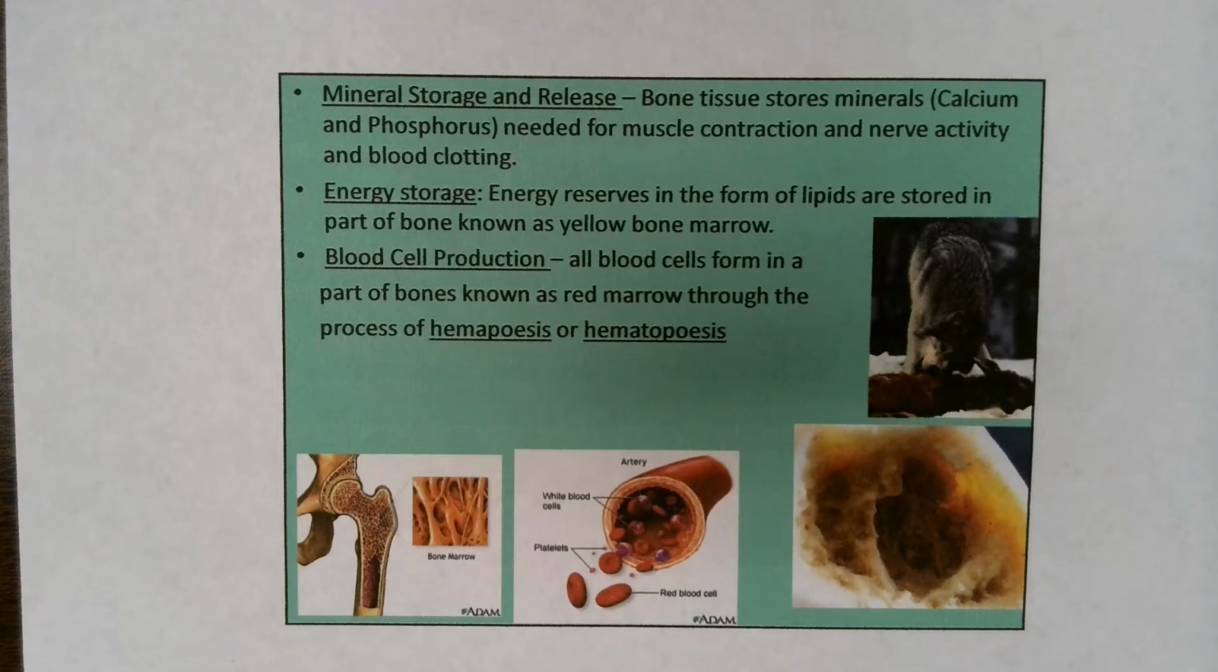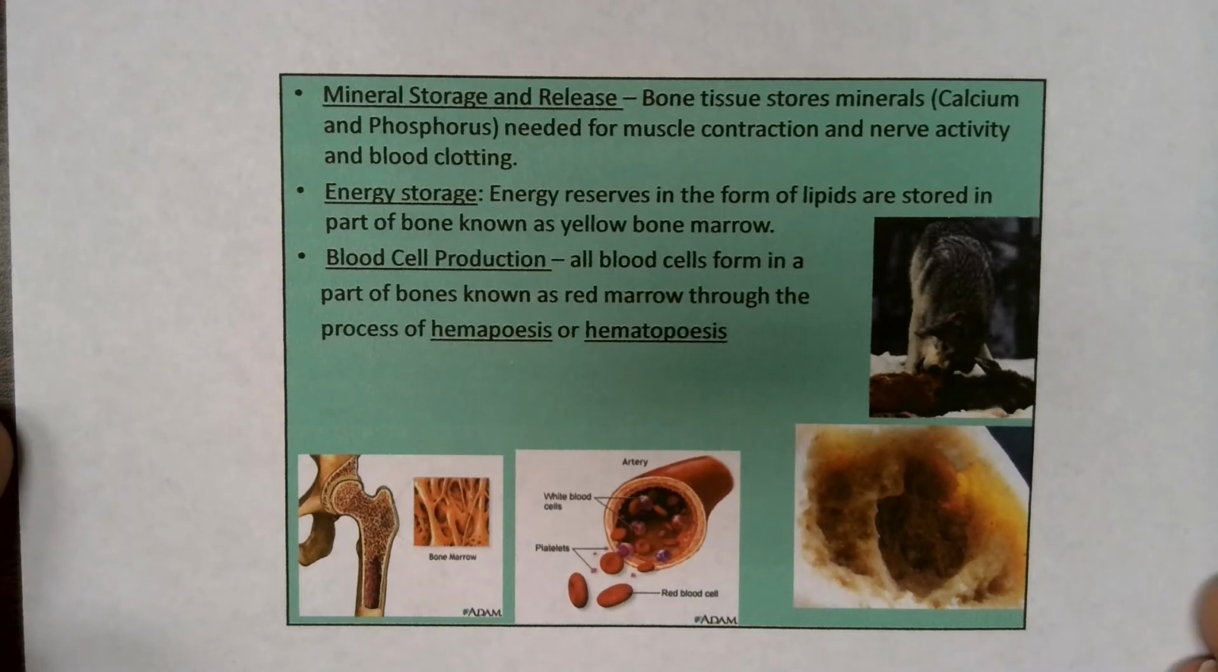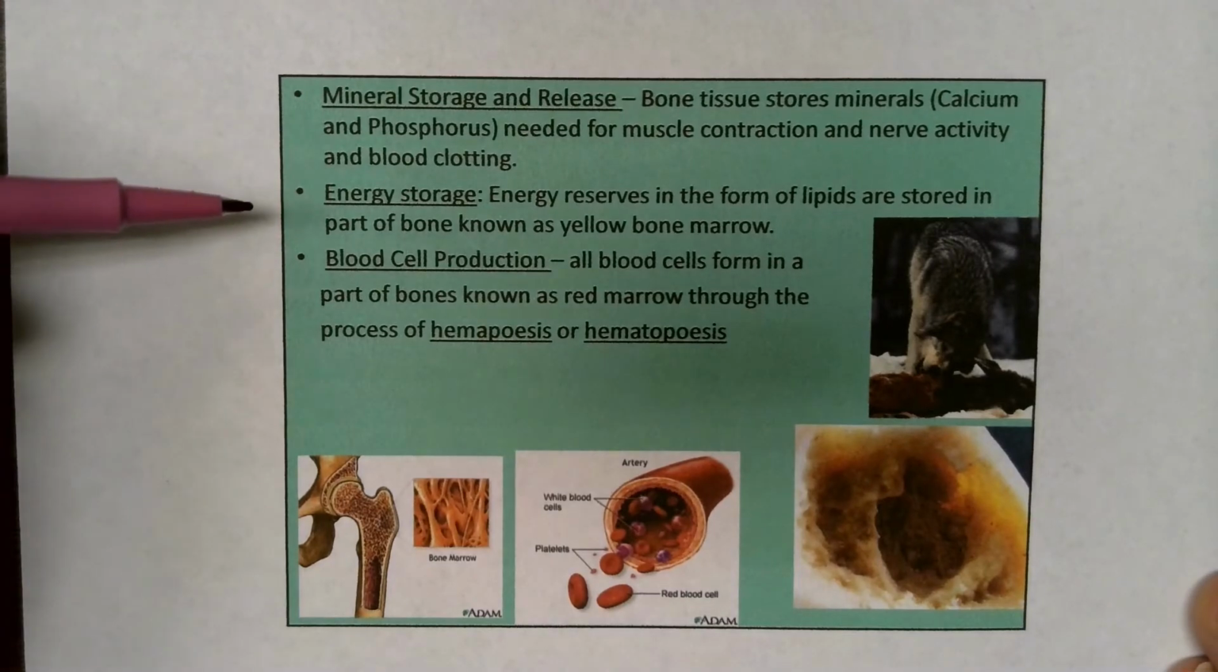Those two elements are needed for muscle contraction and nerve activity and blood clotting. So again, when we're talking about each separate system, we're going to pull back to the skeletal system at some point and say, remember that bones store calcium and phosphorus when we are talking about nerve impulse conduction or clotting of blood, for example.